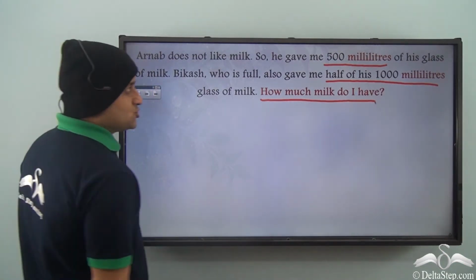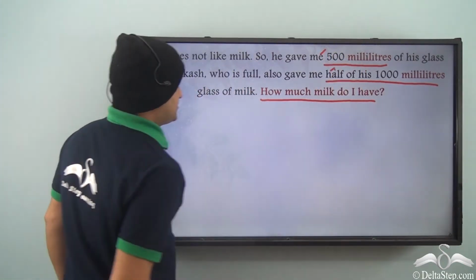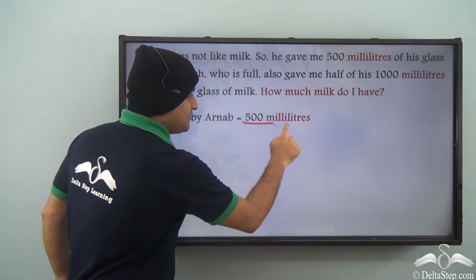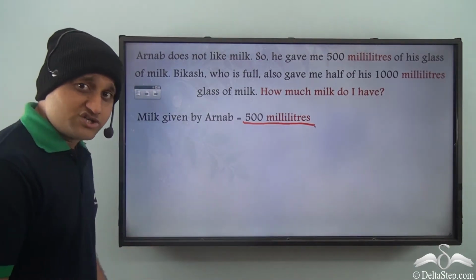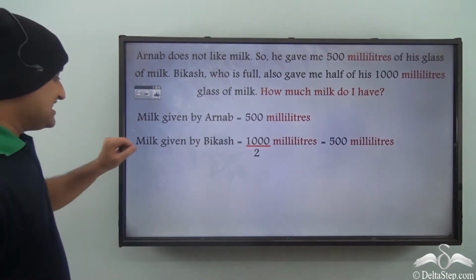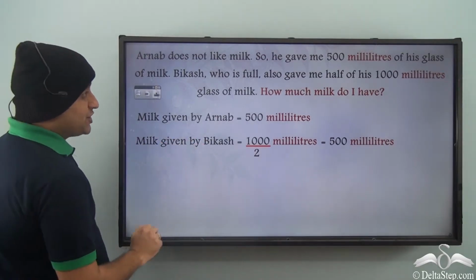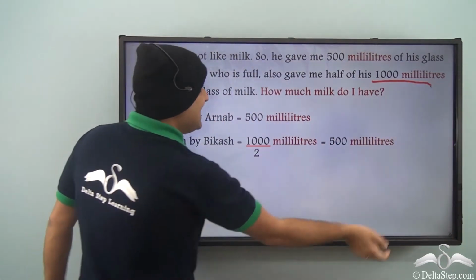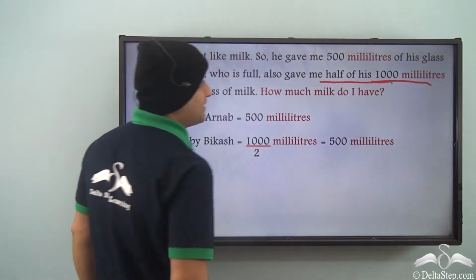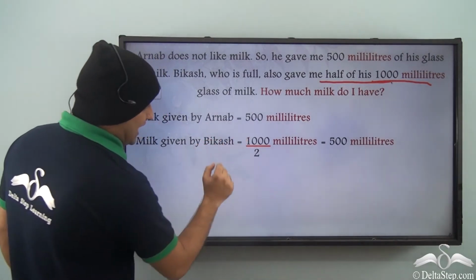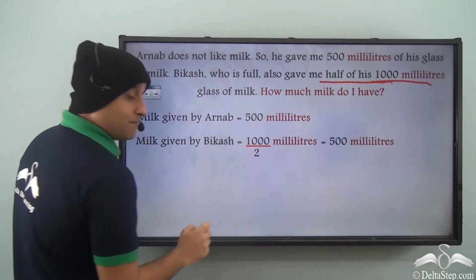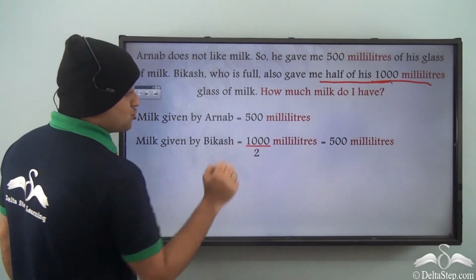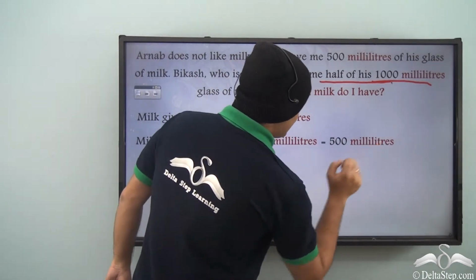So we basically need to add these two amounts. So milk given by Arnab is 500 milliliters, which needs no conversion. Now, in case of Bikash, milk given by Bikash is how much? Did he give me the entire 1000 milliliters? Not really. He gave me half of his 1000 milliliters. So here I need to calculate 1000 by 2 because I was only given half of 1000 milliliters. So 1000 by 2 milliliters is equal to 500 milliliters.